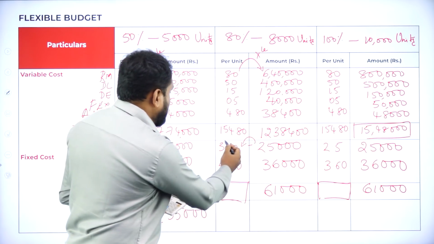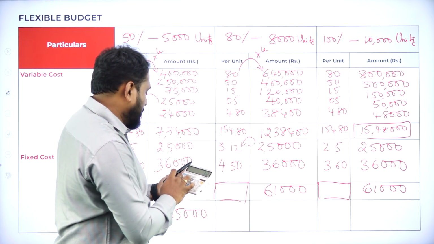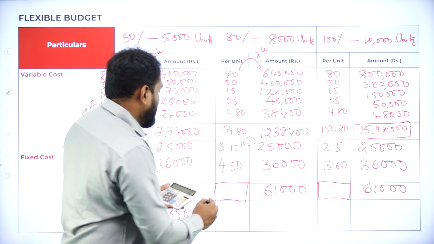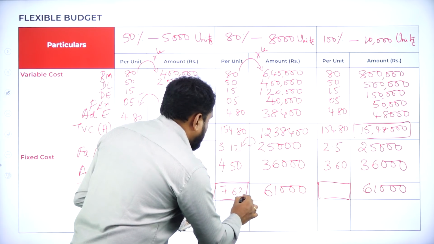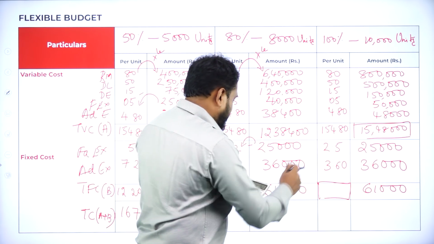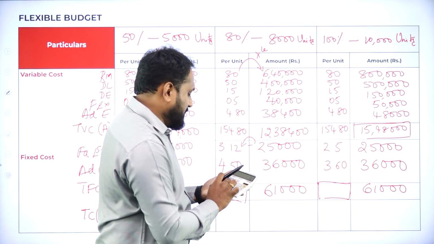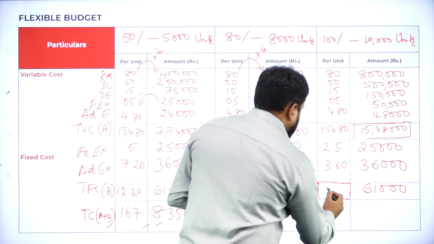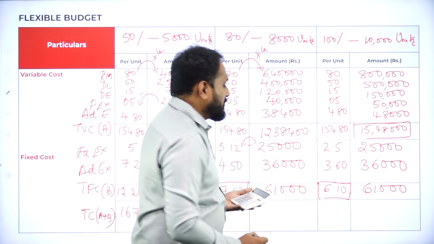Then if you calculate this, 3.12 plus 4.5, how much did you get? Here you get 7 rupees 62 paisa. If you go with this, 2.5 plus 3.6, how much will you get? It is 6.10, that is 6 rupees 10 paisa.